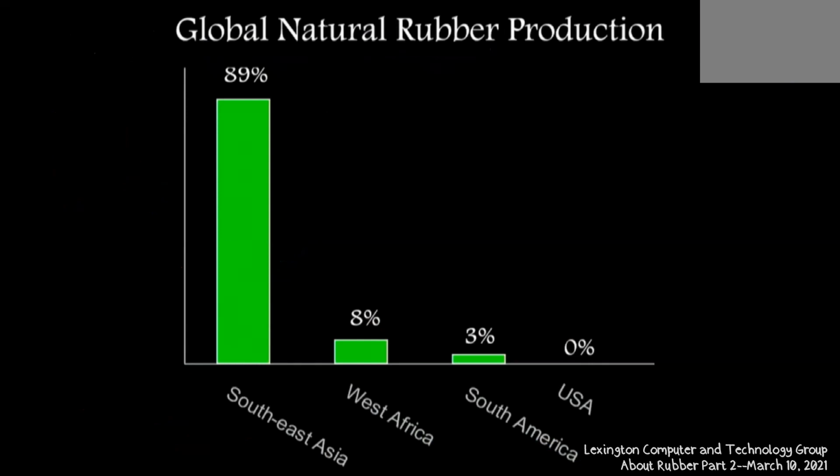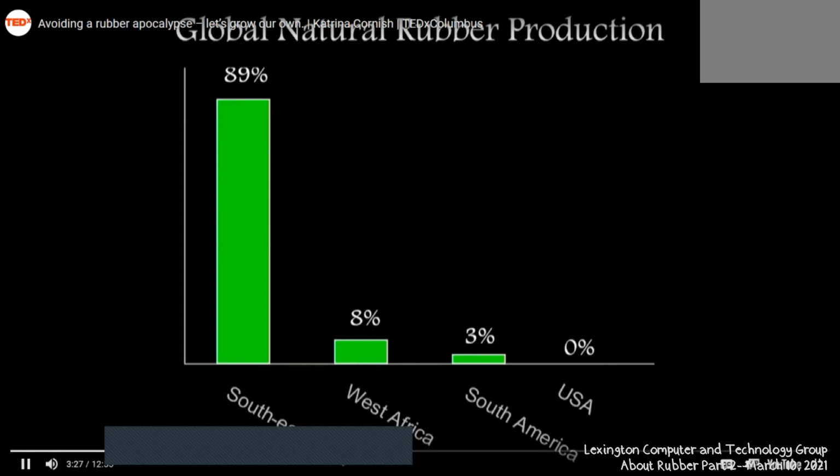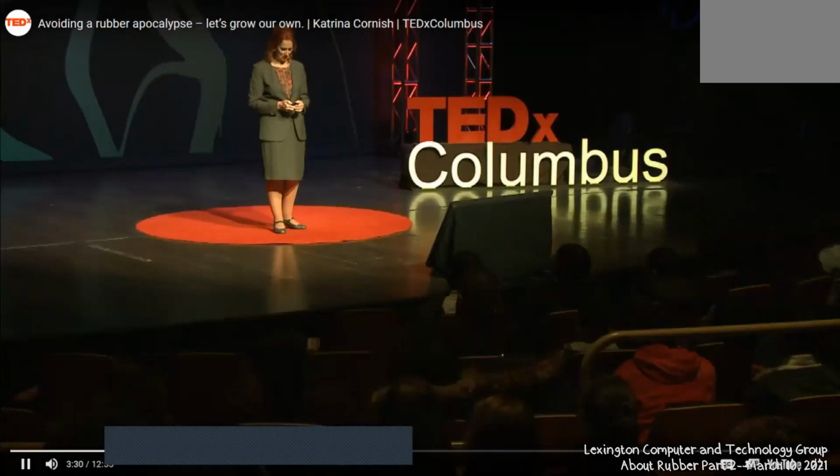So even though it comes from Brazil, from the original trees, 89% of it is grown in Southeast Asia, the opposite side of the world. West Africa has about 8%, and South America, where the tree originates from, only 3%. Now the USA, we got nothing. So we don't have any of our own production in the US.